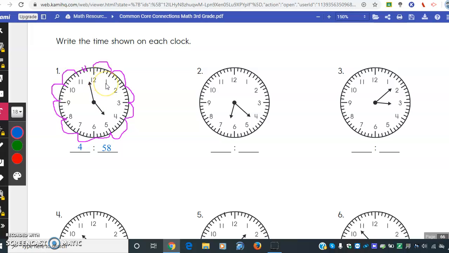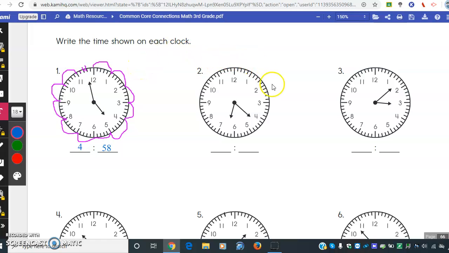So 1 times 5 is 5. 2 times 5 is 10. 3 times 5 is 15. 4 times 5 is 20. So this is the 20 mark. 5 times 5 is 25. This is the 25 mark. 6 times 5 is 30. This is the 30 mark. All right? Okay, so on to the next clock.